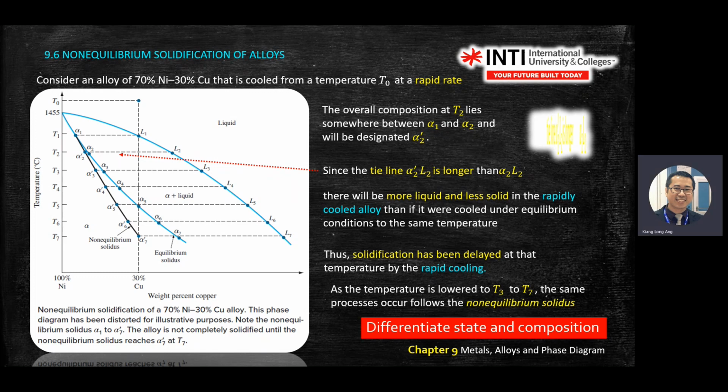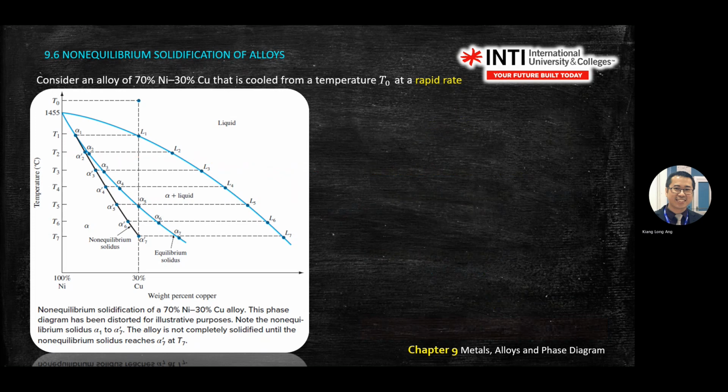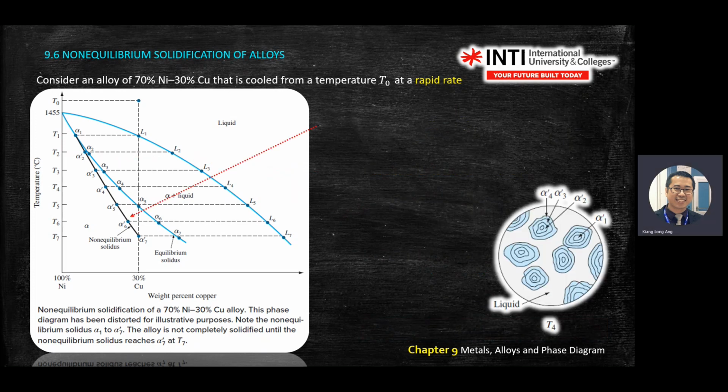Okay. Then as the temperature goes lower from T3 to T7 here, the same process also happens. So this process is called a non-equilibrium process. Okay. So as you go deeper and deeper, to lower and lower temperature, it will be covered by alpha prime 2, 3, 4, and so on. So as you rapidly cool down, you have more and more. It will go bigger and bigger, but you see layer by layer.